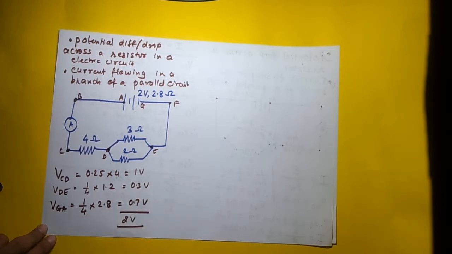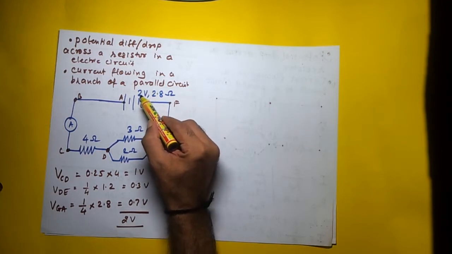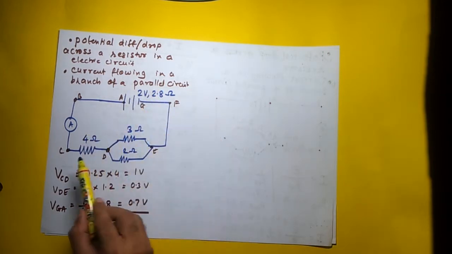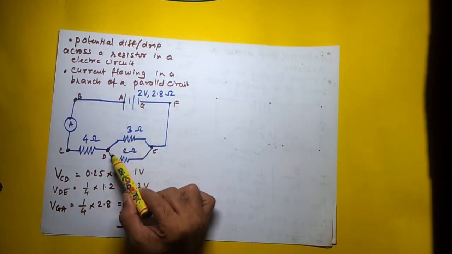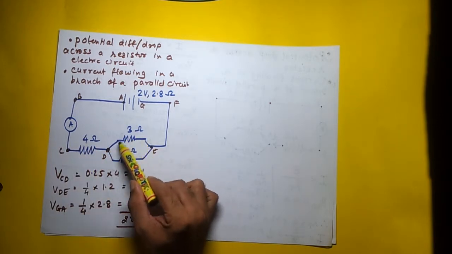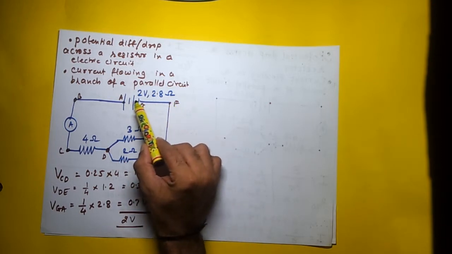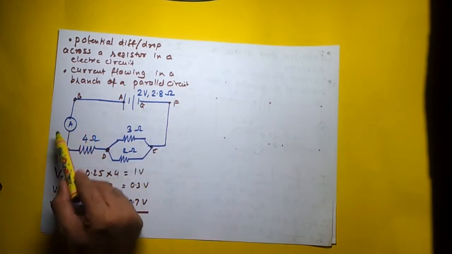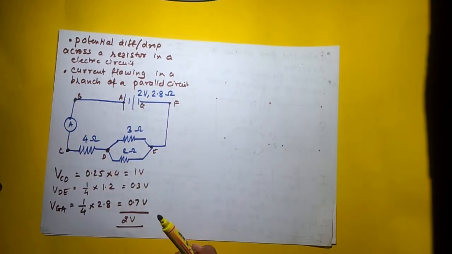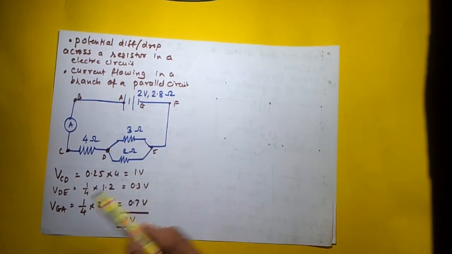What does this mean? This means that the total energy available was 2 volts, right, to make the current flow in the circuit. Out of that, 1 volt got used up across the 4 ohm resistor, 0.3 volts got used across this parallel circuit, and 0.7 volt got used up to overcome the internal resistance. This is how the energy was distributed across the entire circuit. Okay, so this is how we will calculate potential difference drop across a resistor in an electrical circuit. Right.